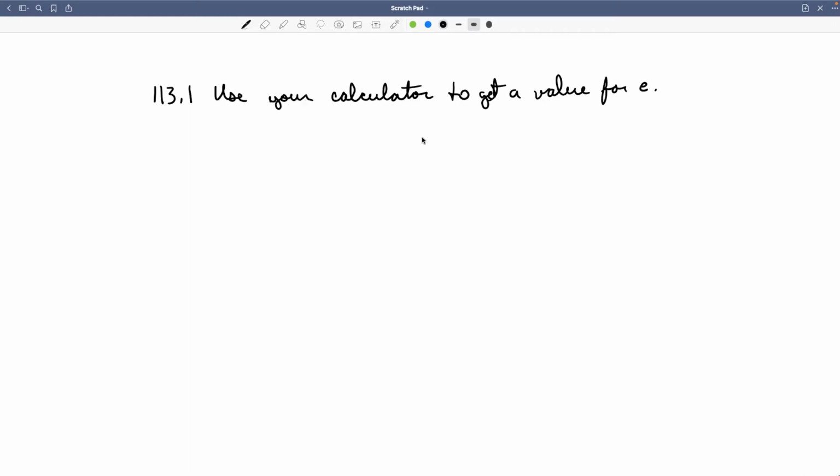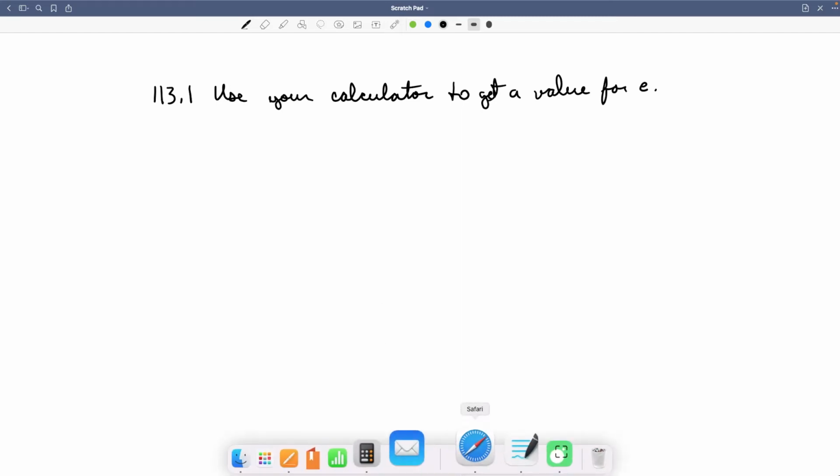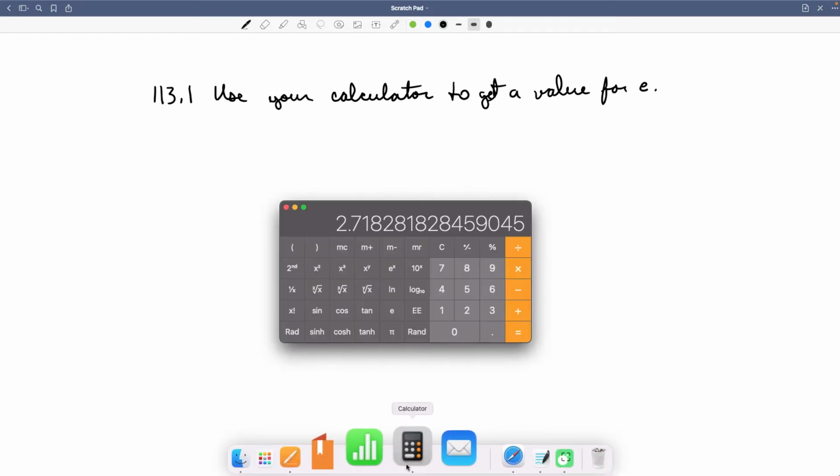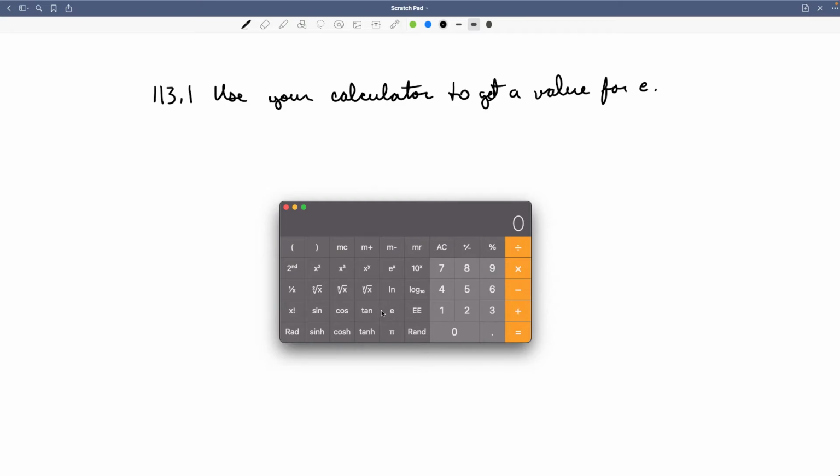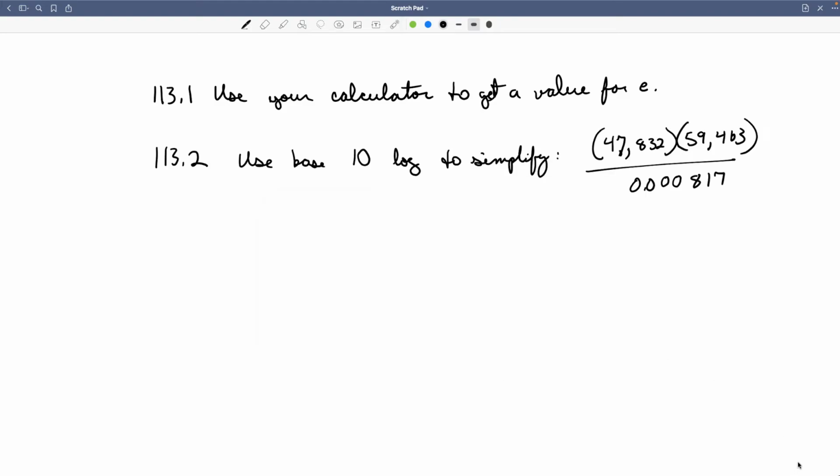All right, so let me solve this for us. We're going to use our calculator to get a value for e. We're going to press 1, and we're going to press the inverse operation to ln, that's e^x. And it gives us the value for e, and that's pretty awesome. All right, let me clear this. Let me put the next problem up here for us.